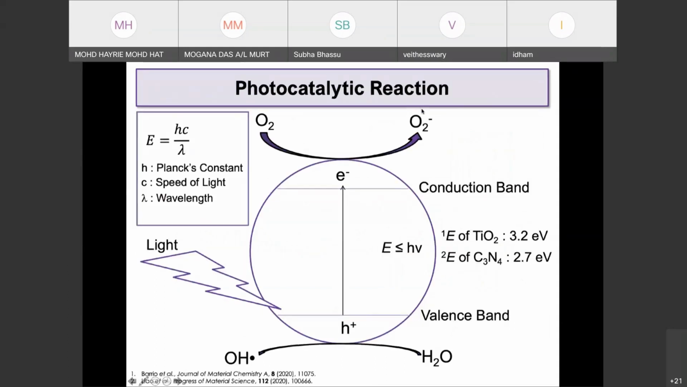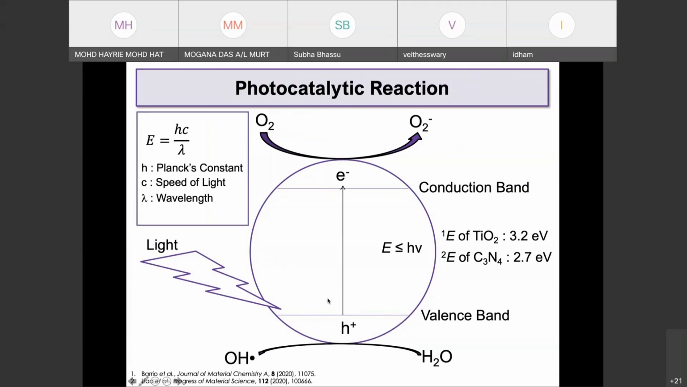So what is a photocatalytic reaction? For example, a semiconductor has a band gap. A semiconductor such as TiO2 has a conduction band and a valence band. Different semiconductors will have different band gap energy values. The electron at the valence band requires energy. The energy is photon light, for example.